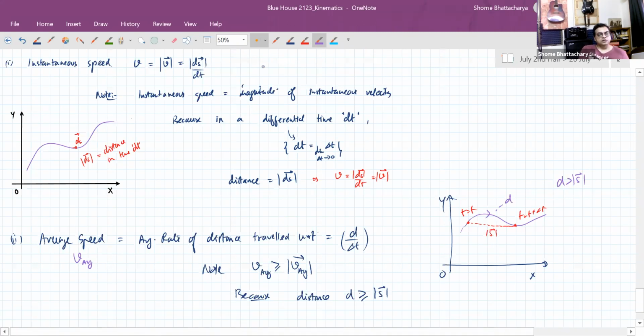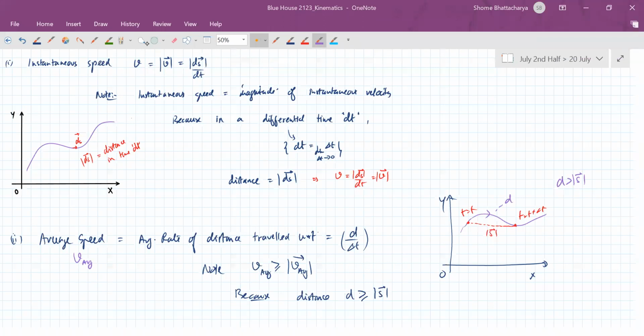So just make a note of this definition of speed, both in terms of instantaneous and average. More important is to remember that in general, instantaneous speed is always equal to the mod of instantaneous velocity. But average speed is generally not equal to it. It can be greater than, and only in a special case can it be equal to the mod of average velocity.